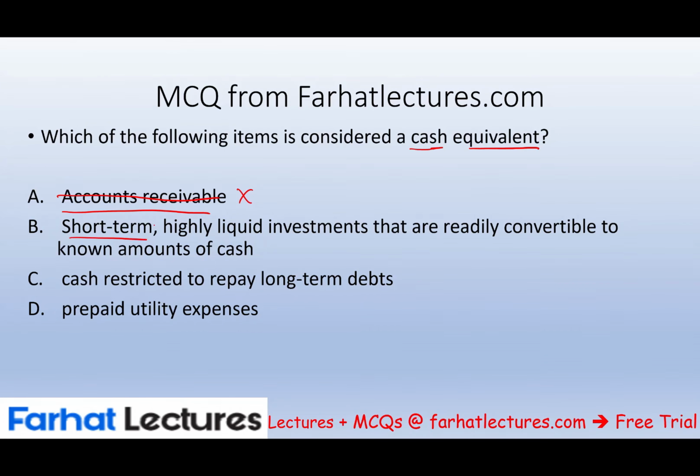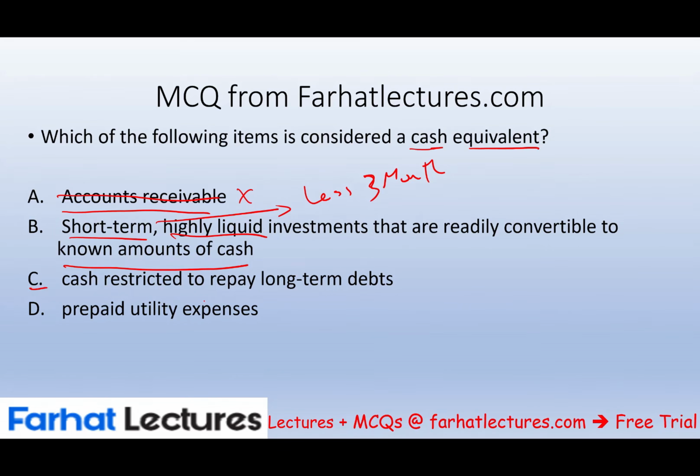Something that's short-term, and to be more specific, its original maturity is less than 3 months. Right from the beginning, it's less than 3 months. It's highly liquid. It means it can be easily converted to cash, and that amount of cash is known. There's no risk of losing value. U.S. Treasury bills and commercial paper are common examples of this.